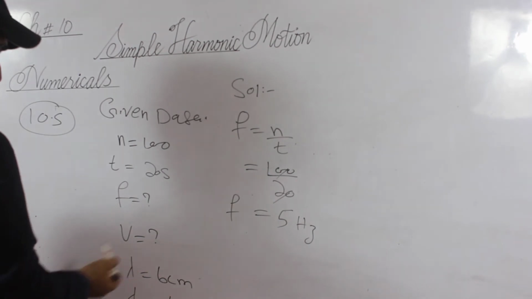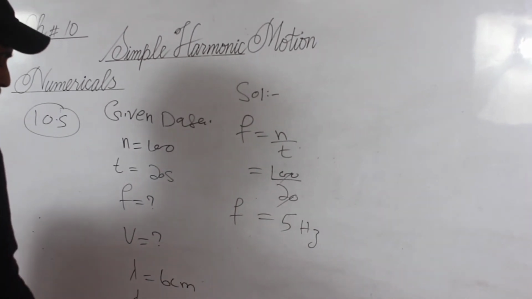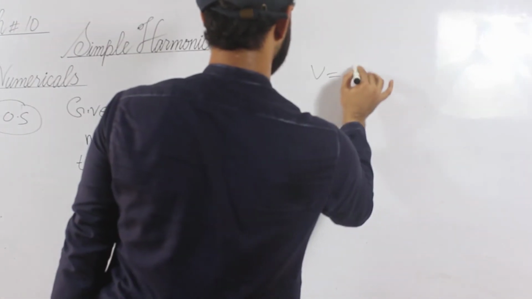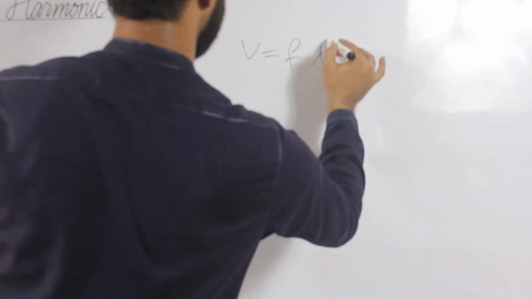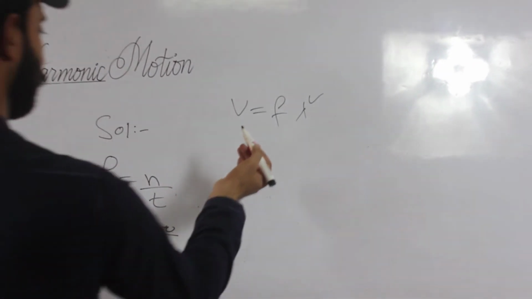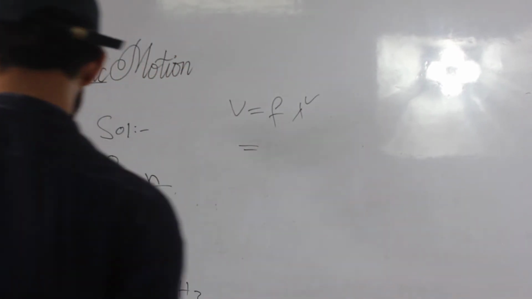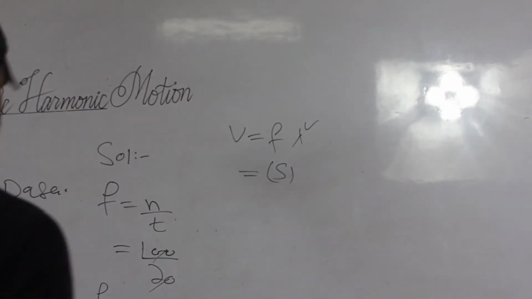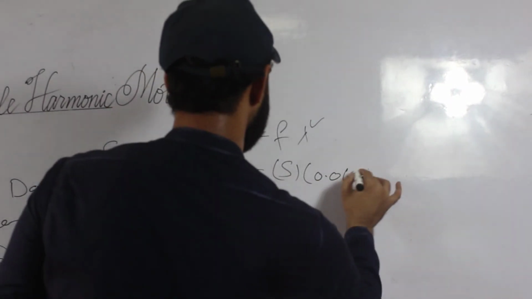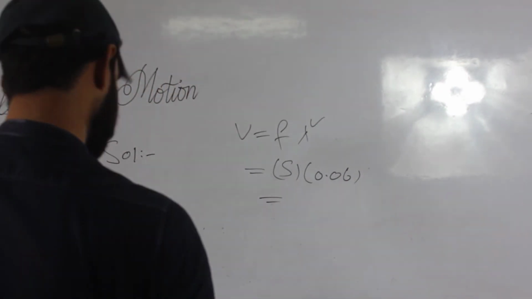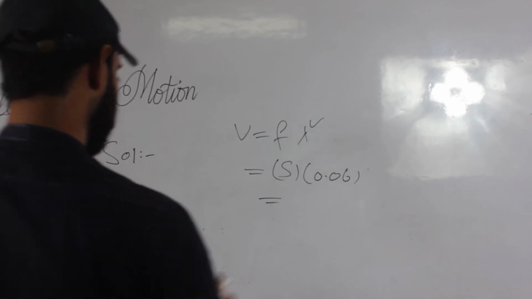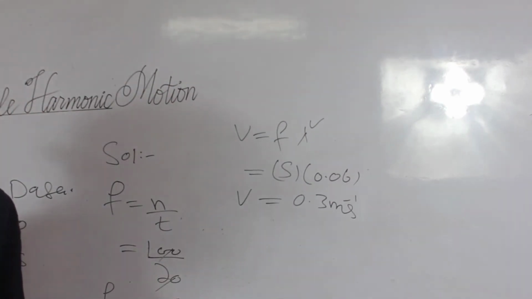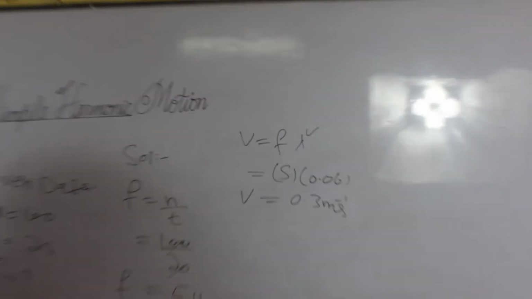Next thing, we have to find the speed. Whenever the wave is given, we are talking about the wavelength. The formula is v is equal to f times lambda. We have to find the speed. So put the values, frequency value is 5, and the value of lambda is here 0.06. We get 0.3 meter per second.